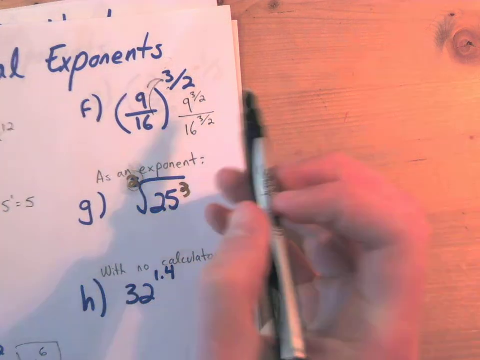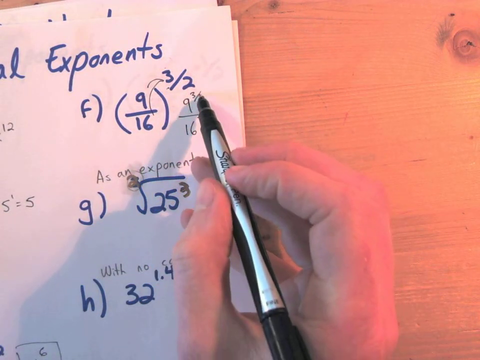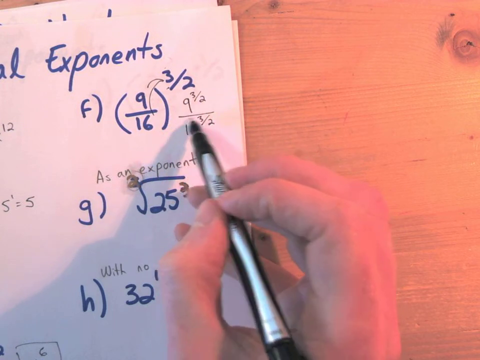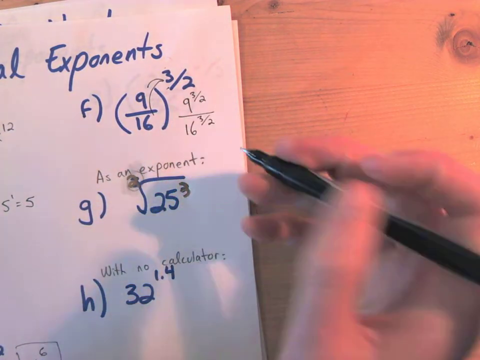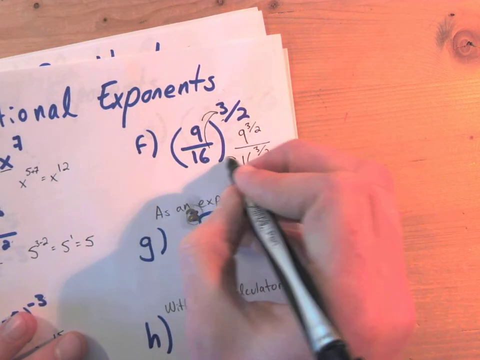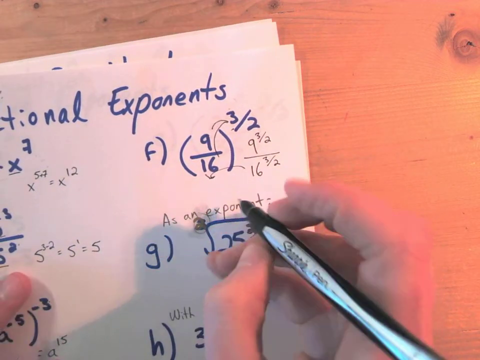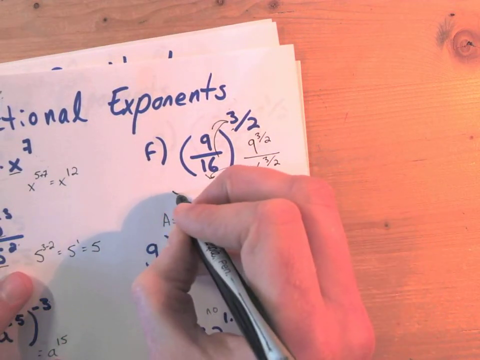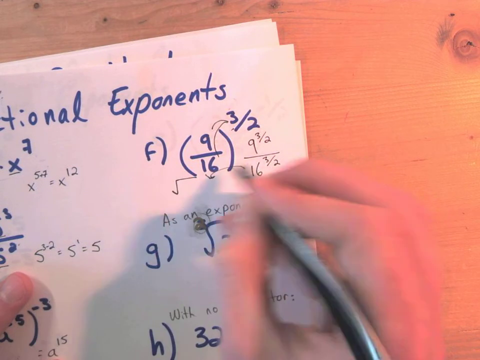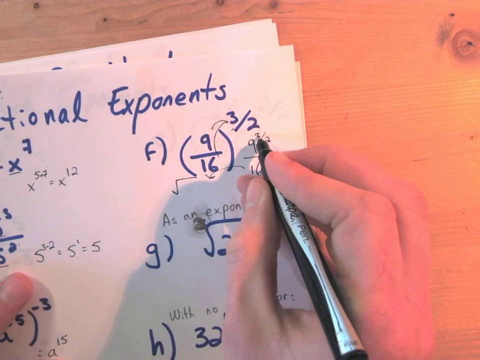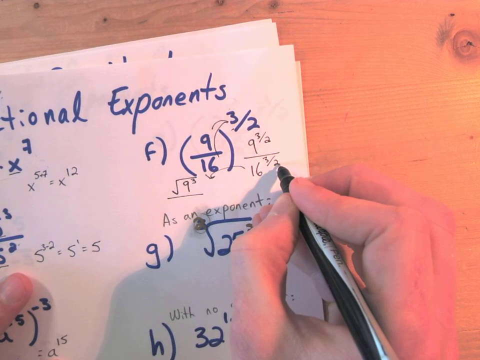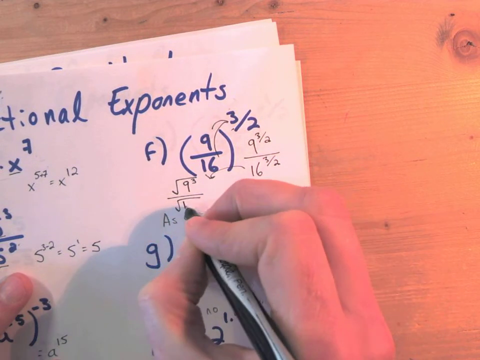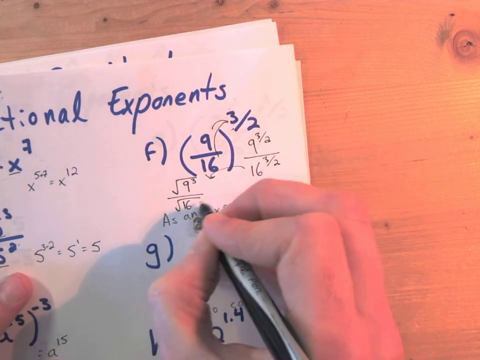And now the next step is see if we can simplify it some more. We know we can't subtract the exponents because they're not the same bases. So what else can we do? We can change it to a radical to see if we can do anything with that. It's a bit cramped here. So we know it's the square root of 9 cubed all over the square root of 16 cubed.